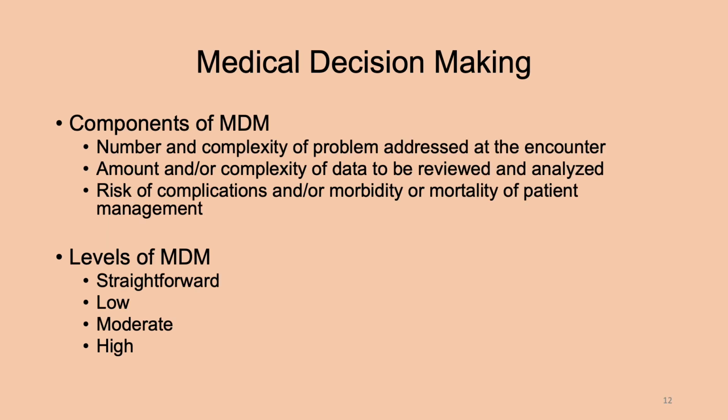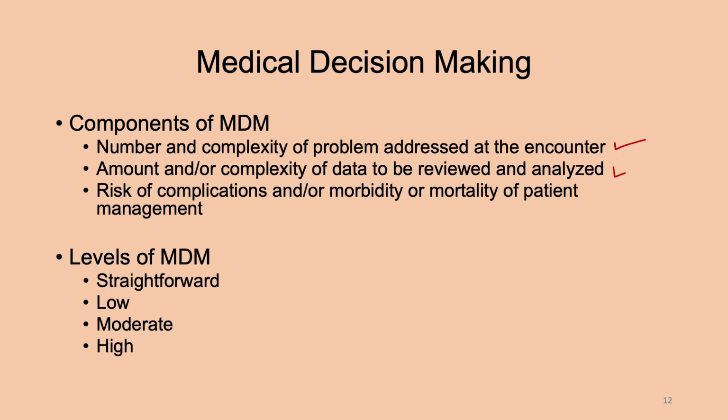Well, first, let's look at medical decision making. Now remember, the components of medical decision making are 3 of them that make up the correct medical decision making level. So you have number and complexity of problems addressed at the encounter. What's wrong with the patient and how serious are they? How serious are the conditions?